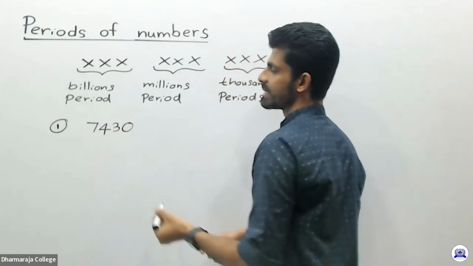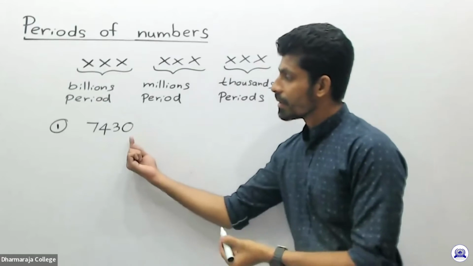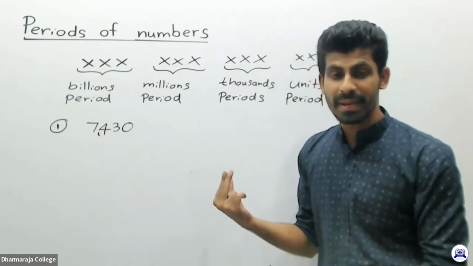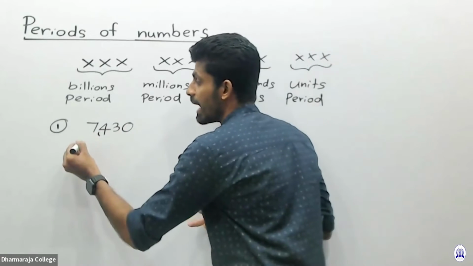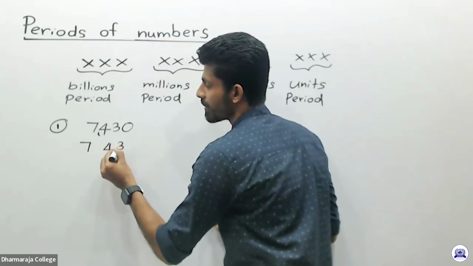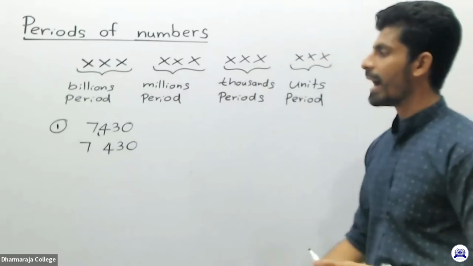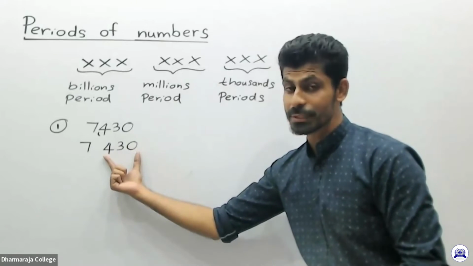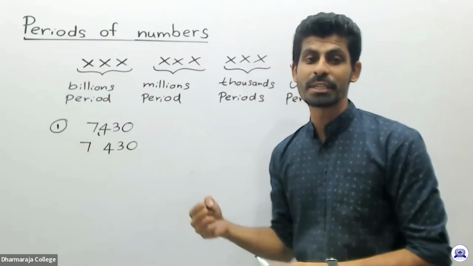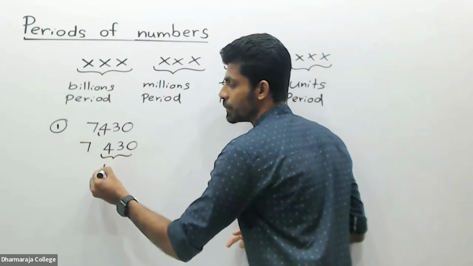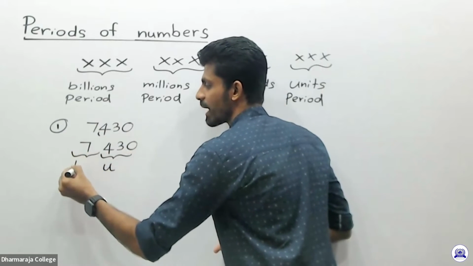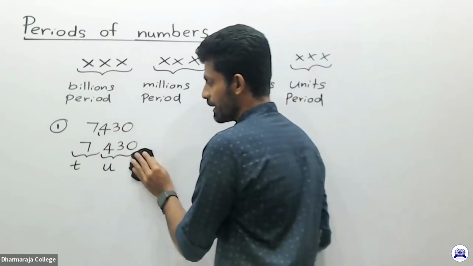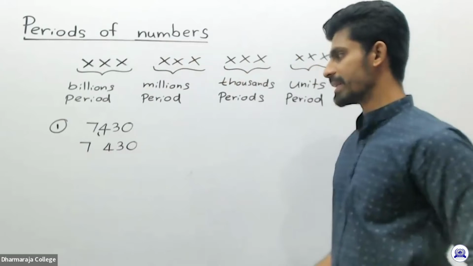74330. Then 1, 2, 3, comma. Then you need to separate by three numbers. 7, 430. 430 means units period. This one is units period. This one, thousands period. Units period, thousands period.